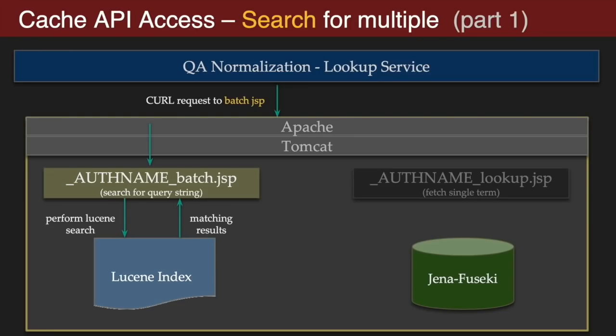To set the stage, the structure of the cache is that it holds the triples in a Jena Fuseki triple store, and it has a Lucene index over the top that is used to locate applicable entities during a search. The search process is initiated by a request from the QA normalization lookup service. The cache system searches the Lucene index.